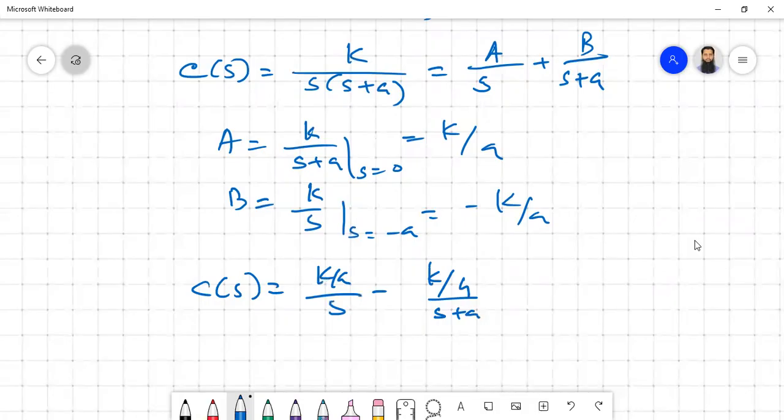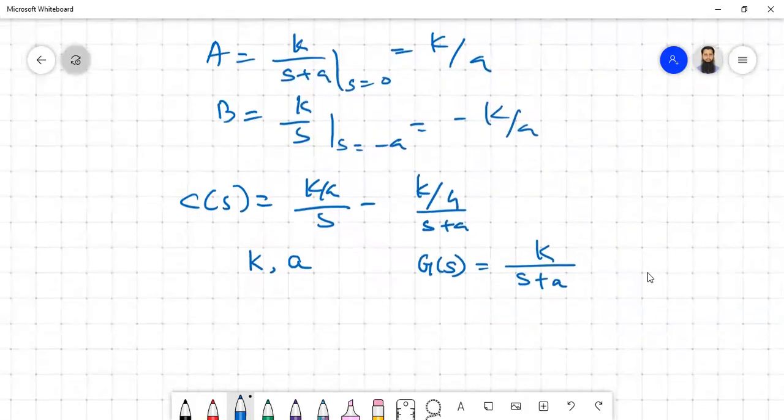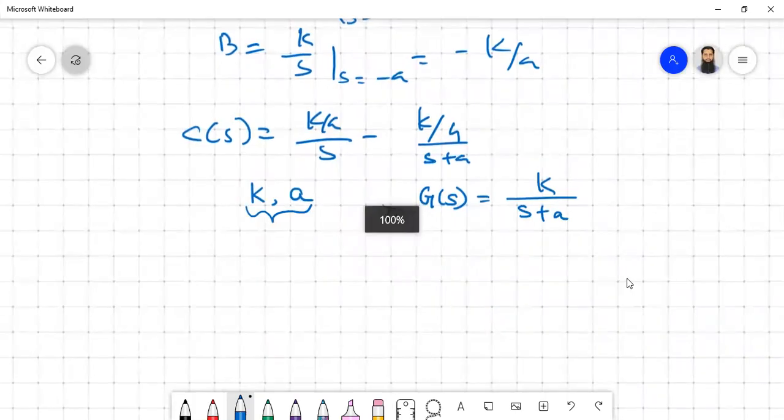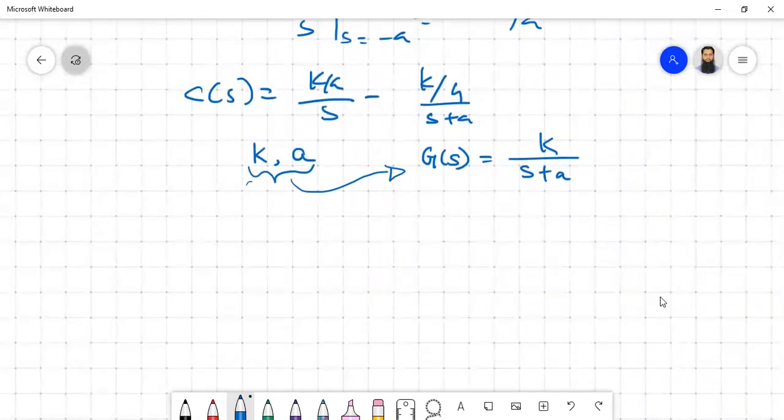Now, by looking at this equation, as you can see, if we can identify the value of K as well as the value of A, then we can easily figure out our system's transfer function K by S plus A. So experimentally or by testing, if we can figure out the values of K and A, then figuring out the system's transfer function will not be complicated. Okay, so this is what we're going to figure out. So let's look at an example.